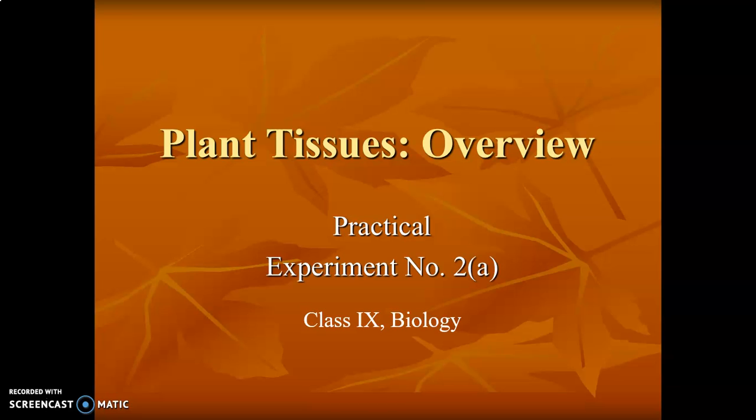The aim of our experiment today is identification of parenchyma, collenchyma, and sclerenchyma tissues in plants from prepared slides and drawing of their labeled diagrams. So in the laboratory, you will be given permanently mounted slides of parenchyma, collenchyma and sclerenchyma tissue, and you have to observe them under the microscope and write the specific observations you have seen in your lab manual.